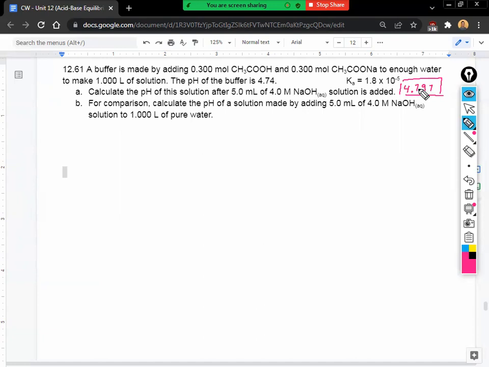Now we're going to compare that to see what happens when we add the same amount of base into pure water. Okay, so same thing. We have 5 milliliters of our base. It's going to be 5 molarity, so same concentration. And so that means we're going to be adding the same amount of base, right? We're going to be adding 0.02 moles of NaOH. And this time we're going to be adding it to 1 liter of pure water.